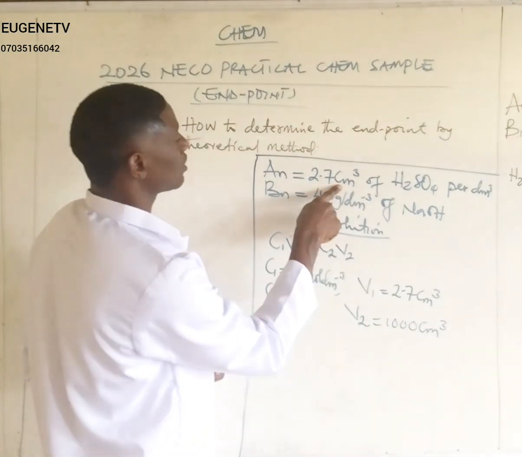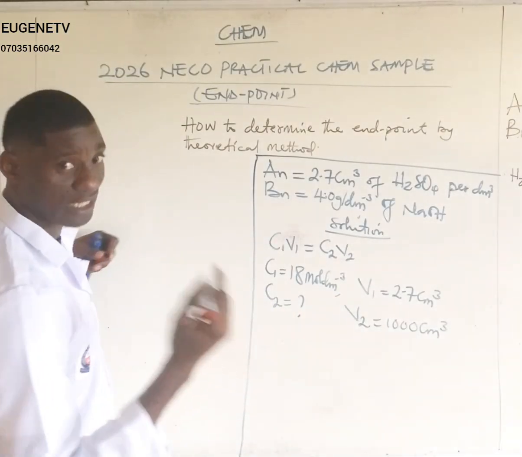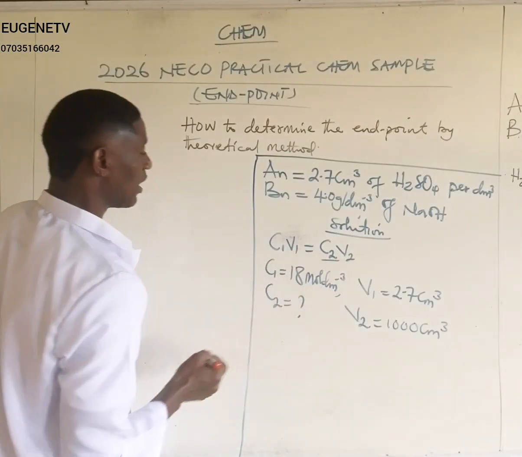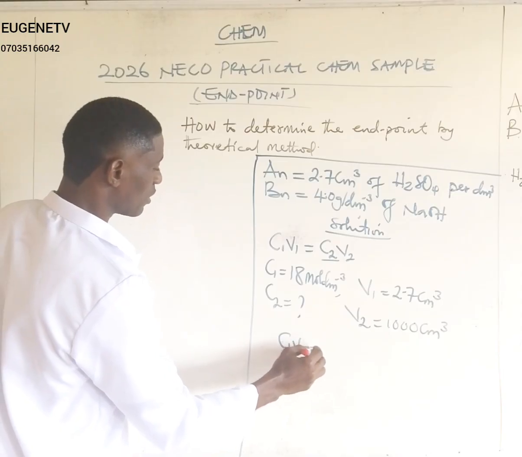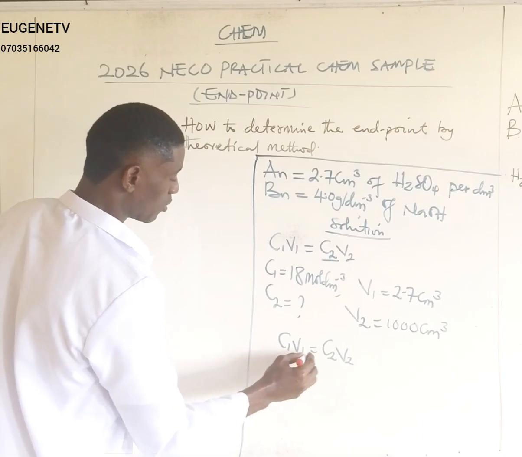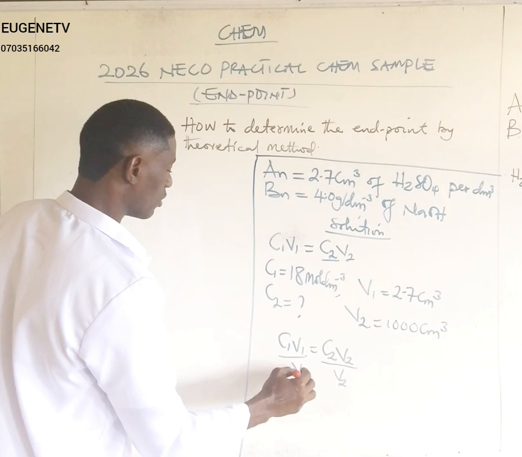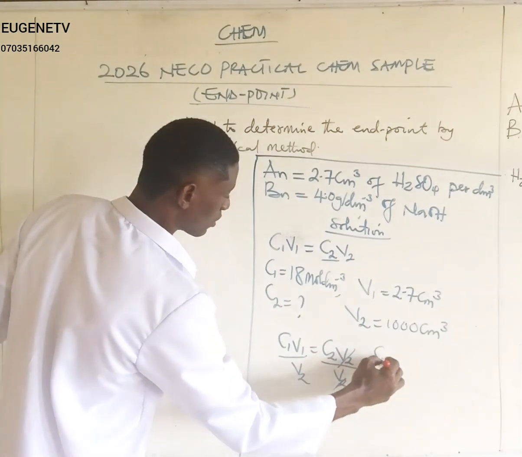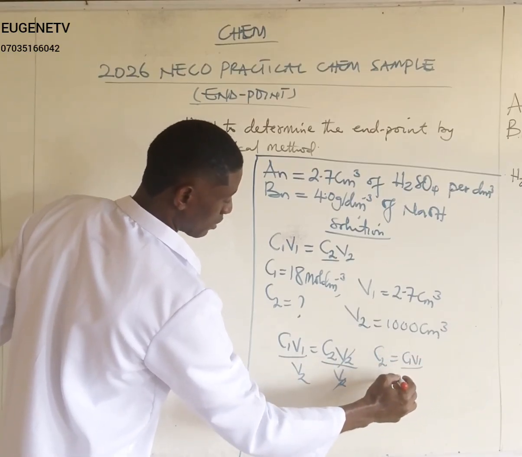If 2.7 Cn cube of the acid is dissolved in 1000 Cn cube, which is the same thing as 1 Dn cube, we make C2 the subject of the formula. C1V1 = C2V2. We are looking for C2, so we divide all through by V2, so that this V2 cancels this V2. So our C2 is going to be C1V1 all over V2.